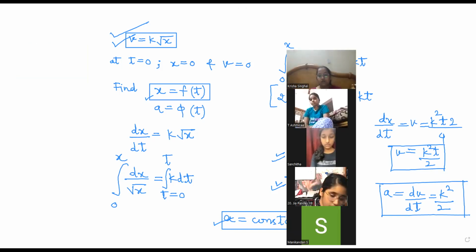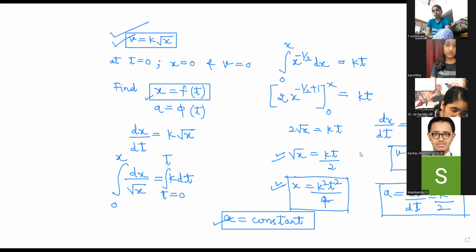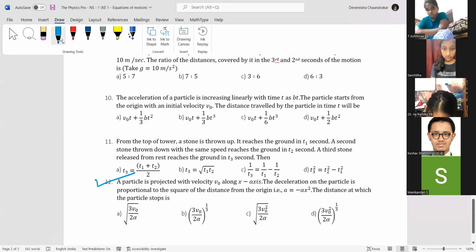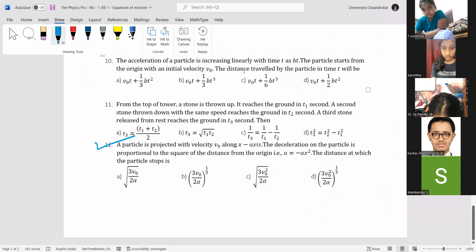So this is equations of motion. Let's solve some more questions from equations of motion. Let's do this today, okay? So let's do this one, this 12th one. Will you guys try this 12th one? Please try.